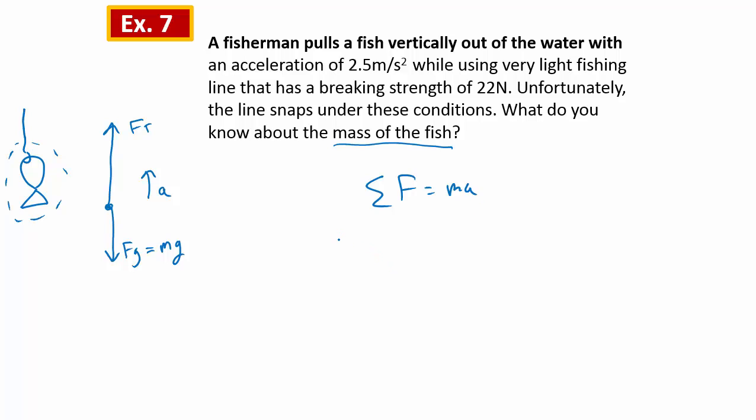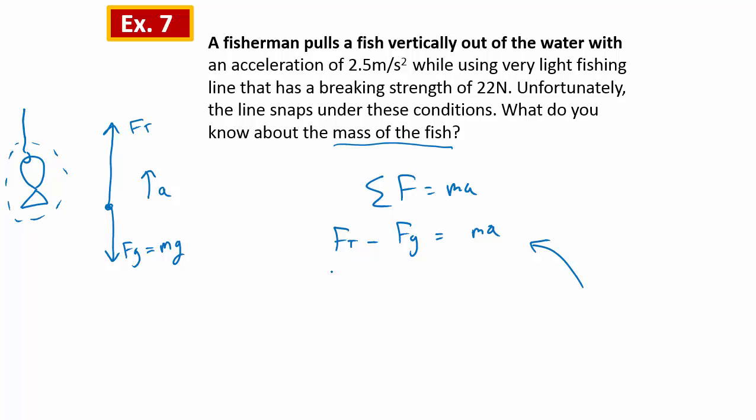My net force is help minus hinder. Helping me accelerate is the tension. Hindering my acceleration is the force of gravity. It's equal to ma. But I still don't know the mass yet. Notice I'm still missing the mass here, so I'm going to rewrite this.